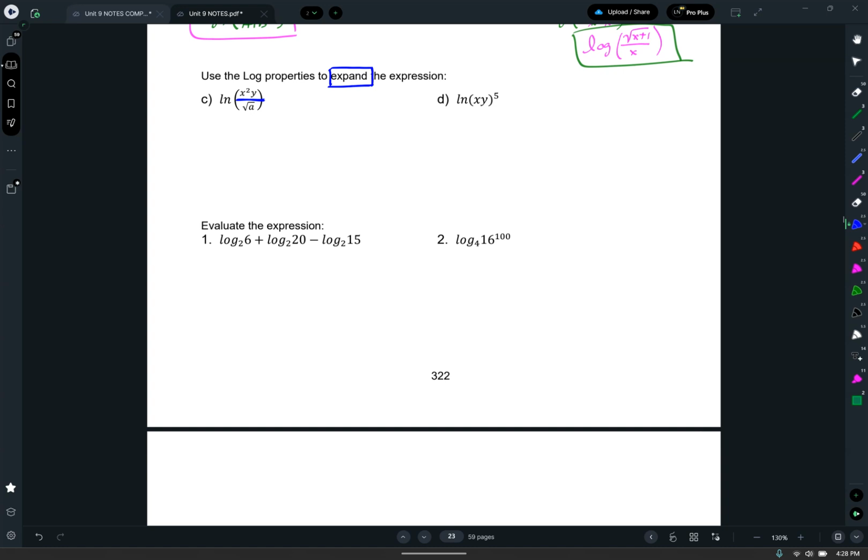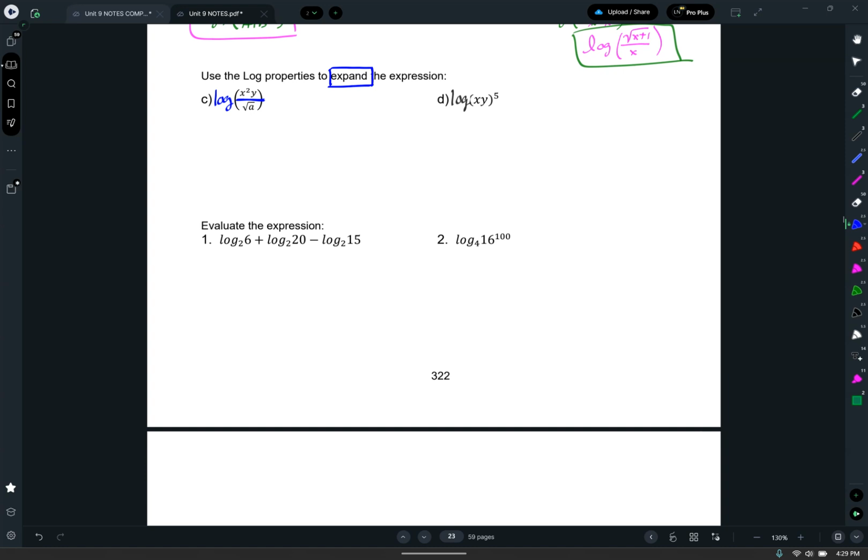Oh, by the way, I apologize. This should not be LN. It should be LOG. LN is something we do in honors algebra 2. We're just going to call that LOG. Same thing for letter D. I know it says LN. We're just going to imagine that to be LOG. Okay. That is LOG. Okay, sorry.